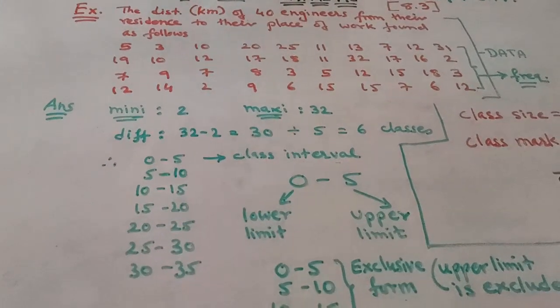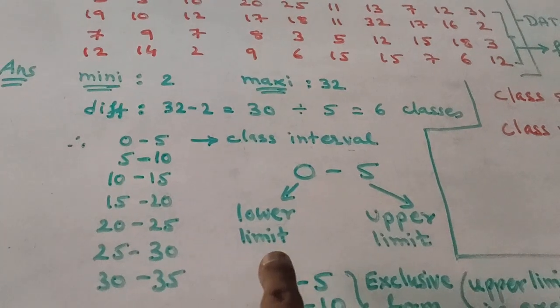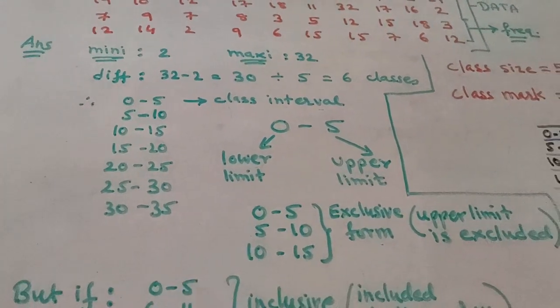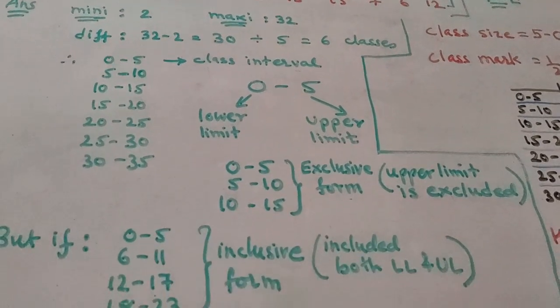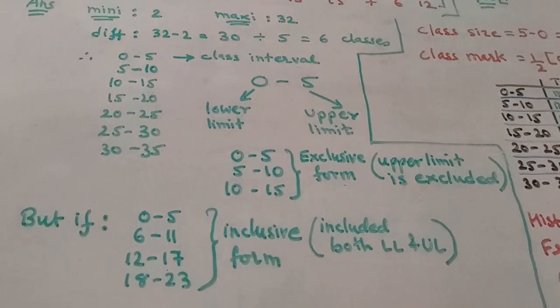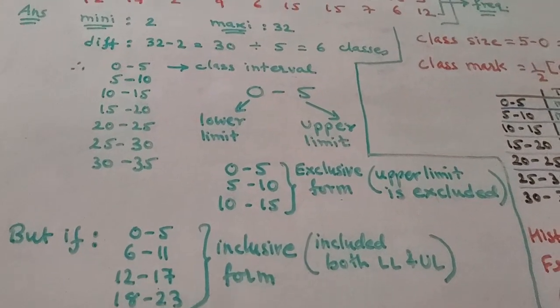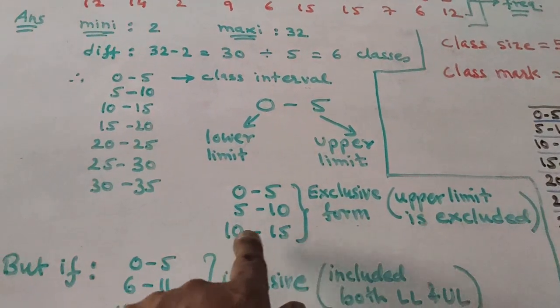So these 0, 5, 5, 10, all these things are class intervals. Now in 0 to 5, 0 is the lower limit and 5 is the upper limit. In these class intervals or limits, you have two types, that is the inclusive form and the exclusive form. Now what is the meaning of exclusive and inclusive form? First of all, we'll talk about the exclusive form. In the exclusive form, 0 to 5, 5 to 10, 10 to 15.